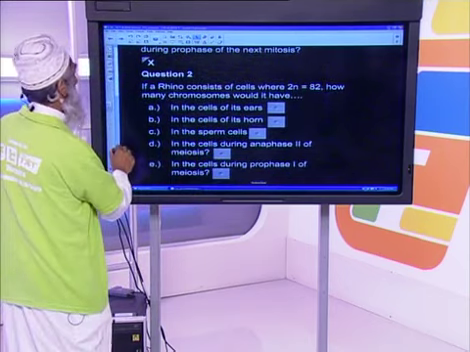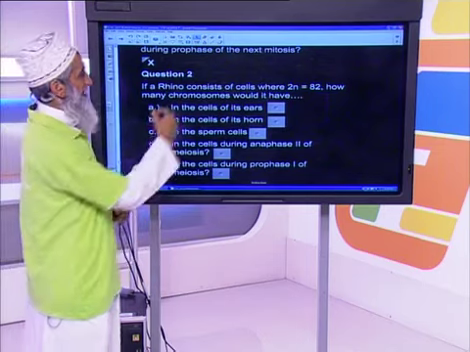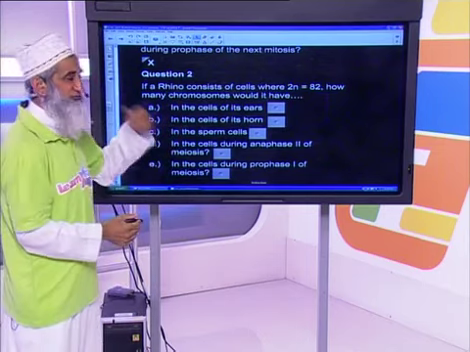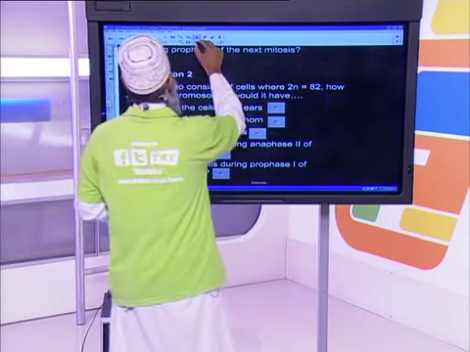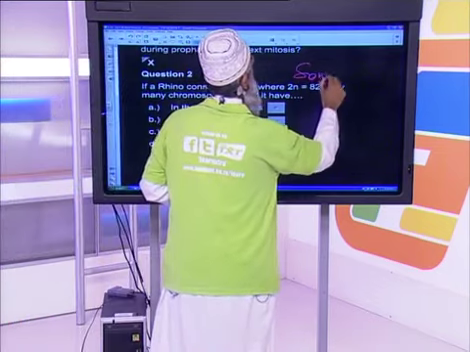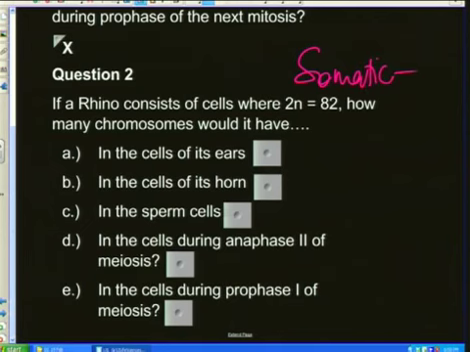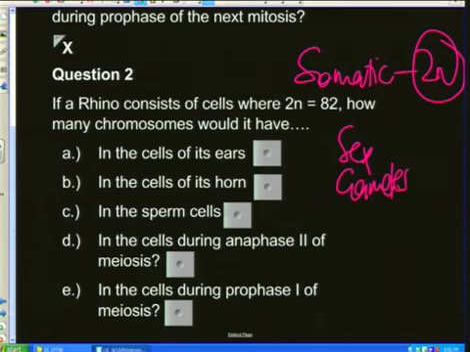Okay? Now this one here. If a rhino's nucleus consists of 82, how many chromosomes would it have in the cells of its ears? The cells of its ears would be somatic cells. Let me write that down. Somatic cells. And the somatic cell would have the diploid number. And the sex cells, or gametes, should have N.